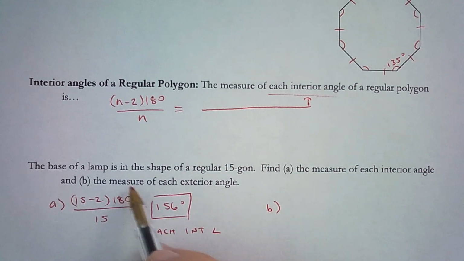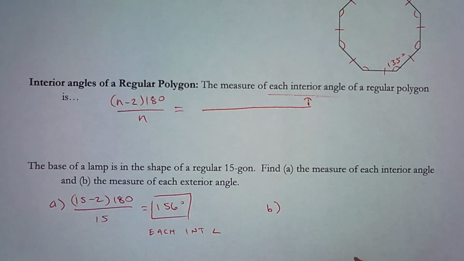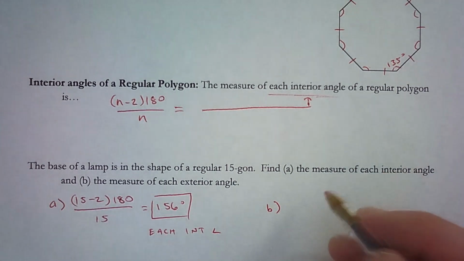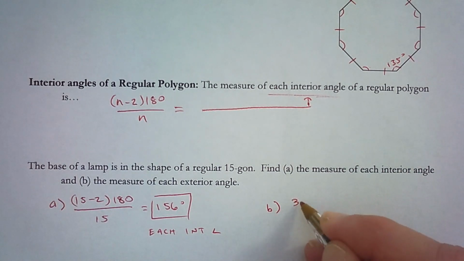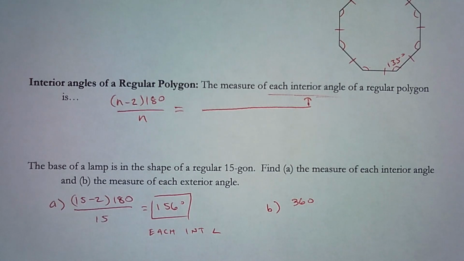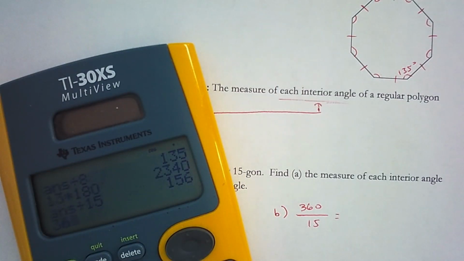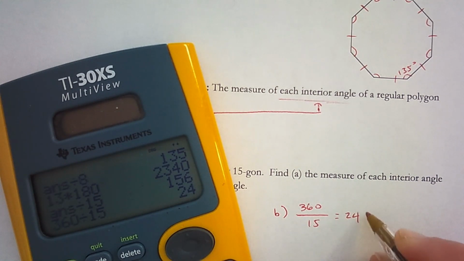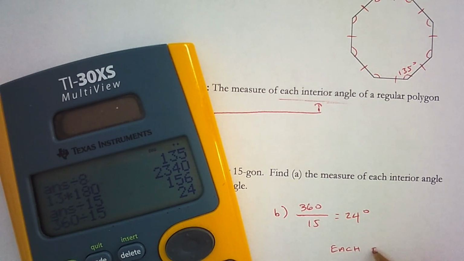Okay, and then for B, the measure of each exterior angle. Now remember from our previous video, no matter how many sides there are, the exterior angles always add up to 360. And since this one is regular, all 15 of them will have the same measure, so I can just divide by 15. 360 divided by 15 is 24. 24 degrees is the measure of each exterior angle.